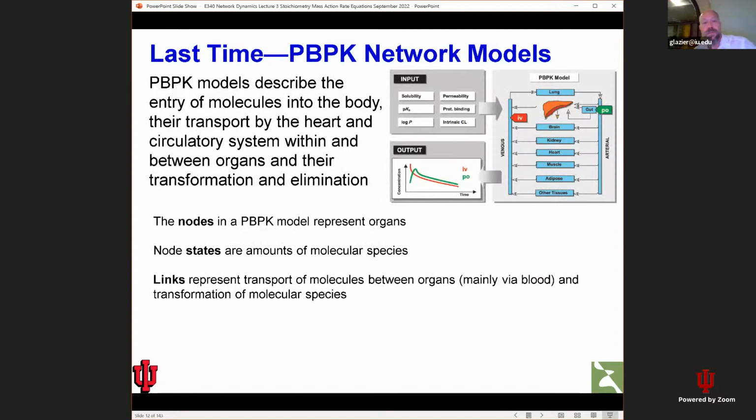And then we talked a little bit about PK models. They're always going to be the orphans in this class. Herbert doesn't talk about them at all, just the way he doesn't talk about population models, even though those are network models as well.